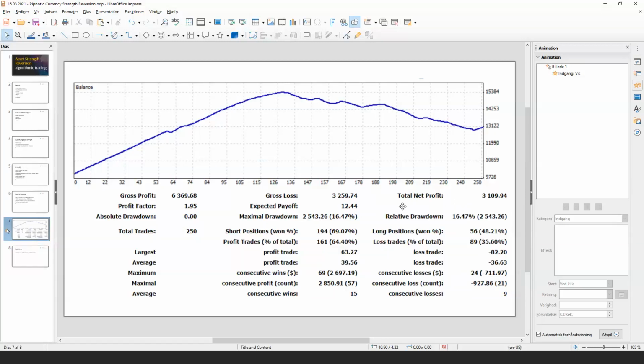Another thing that's interesting is average consecutive wins versus losses. And we have here 15 wins, and we have 9 consecutive losses. This is also an interesting metric. And this is another one too. Total short positions won, we have 69%. That's really good. Long positions won, 48%. That's less good. Okay, and here we have profit trades. We have 64% of the trades are in profit, and we have 35% of the trades were losers.